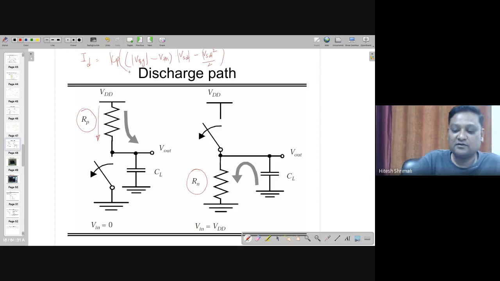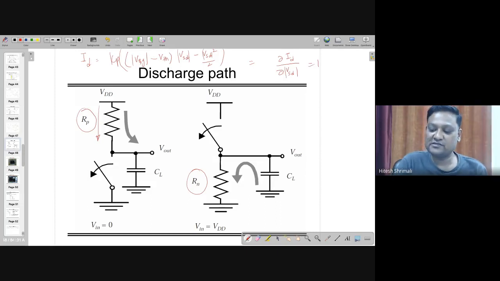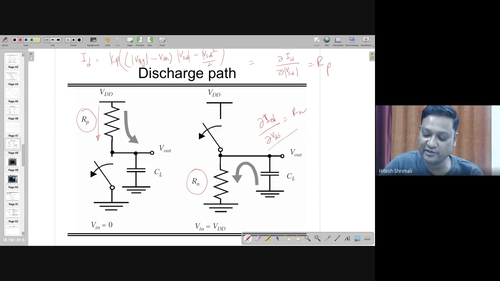Okay. So when you are taking this derivative of ID with respect to VSD or VDS, you are going to have the resistance. For this case, it's Rp. For this case, it's del ID by del VDS. This is going to give me Rn. Okay, so these are the equations. I'm not going into that, but if you are having any difficulty, we can discuss. You can write to me if you are having difficulty in finding this.